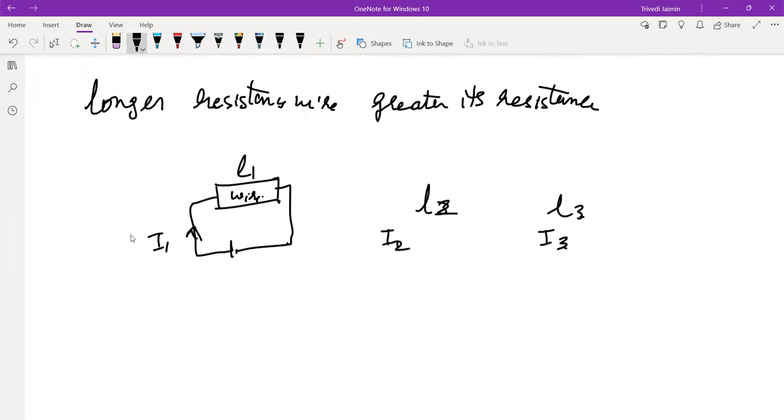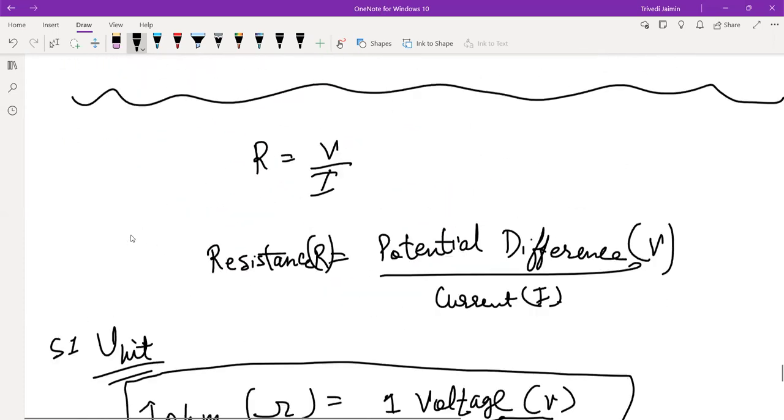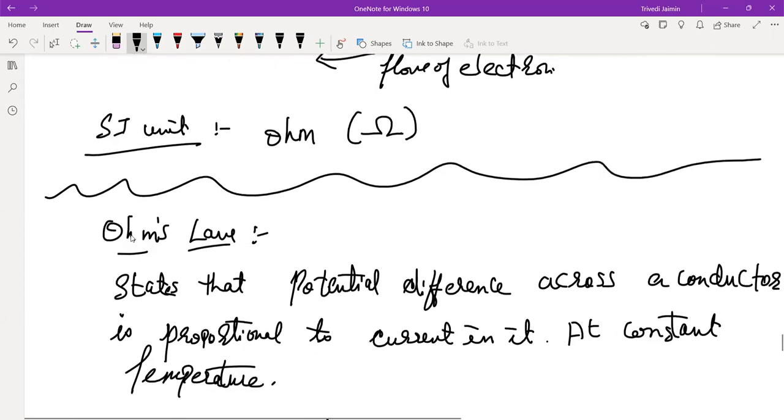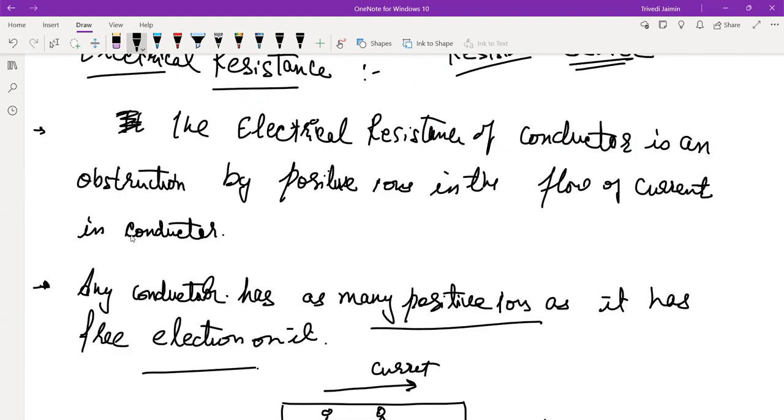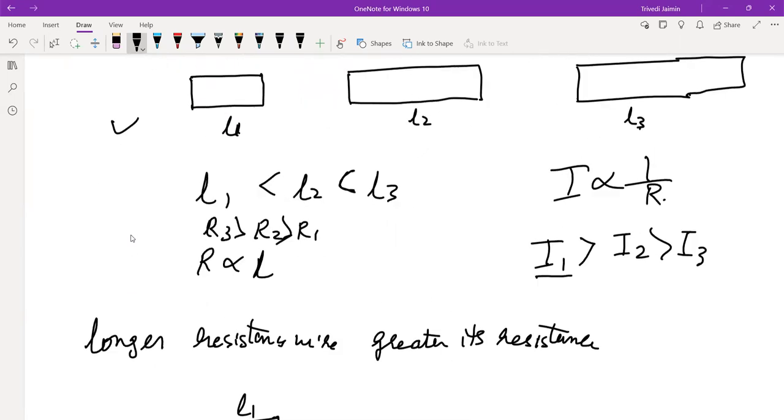But L3 is greater than L1, right? Yes, the length is greater. See what we wrote here for the definition of resistance: it is obstruction. So longer the obstruction, longer the resistance, so less will be the flow. That way we can say that I1 will be greater than I2, than I3, because length 1 is smaller than length 2, smaller than length 3. Clear?